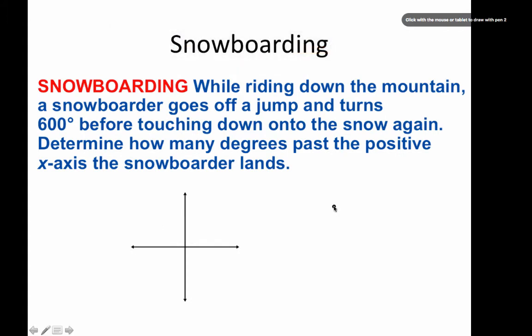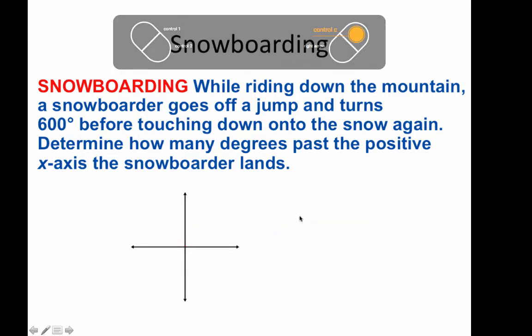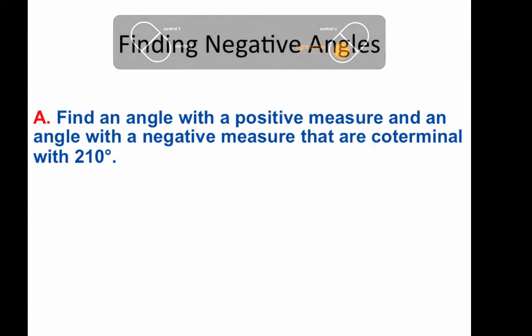600, same idea. You can go 360, 540, and then it'll be 60 more. So this 600 degrees could have been the same as 240 degrees. Just depends on how many times you're going to go around the roundabout, so to speak.